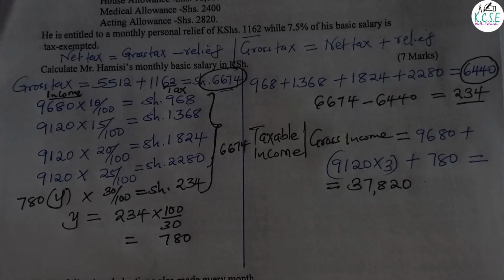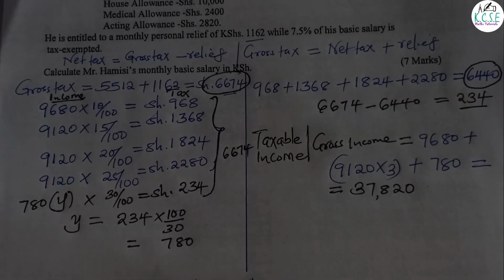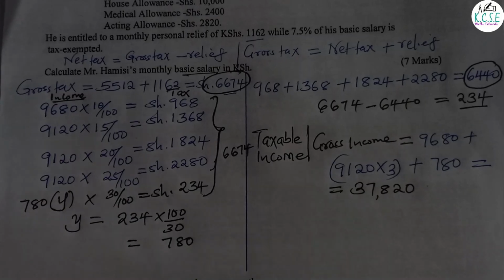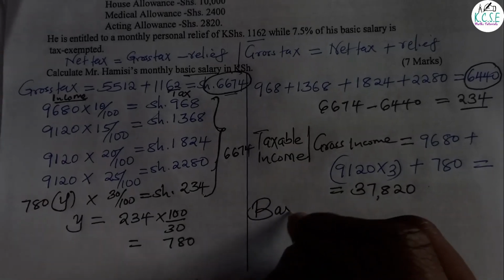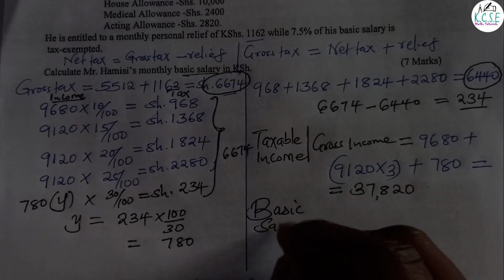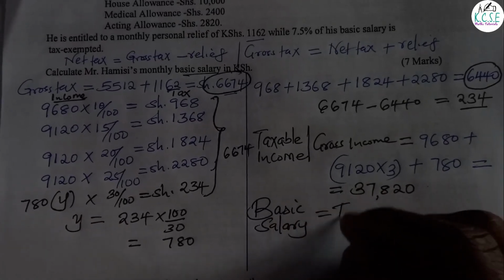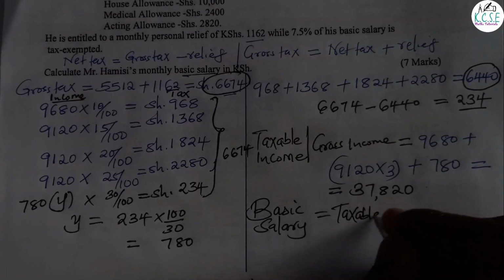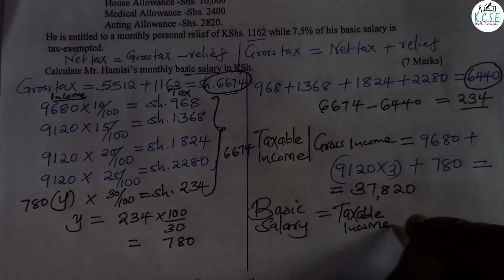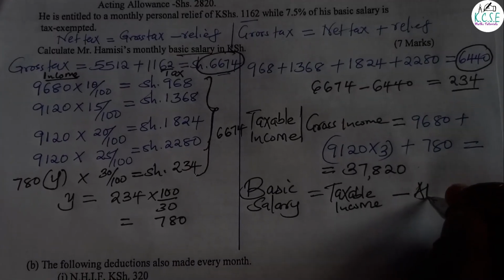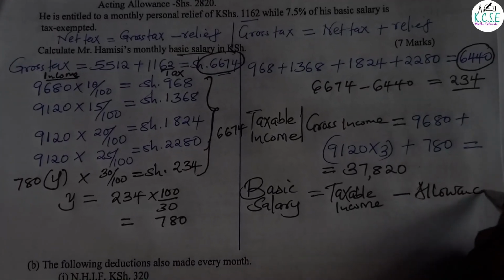Now still, we have not answered the question. We need to get the basic salary. How do you get the basic salary? The basic salary is given by the gross income, or the taxable income, subtract all the allowances.